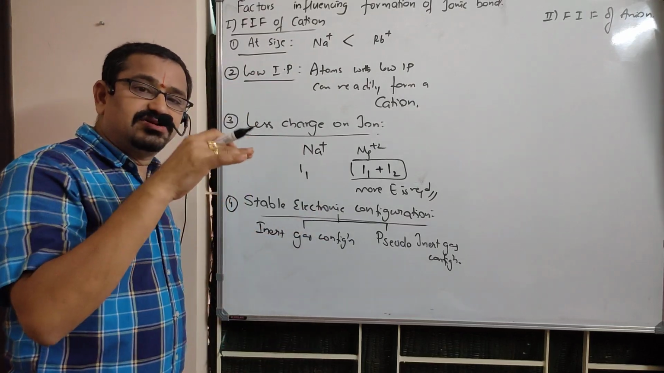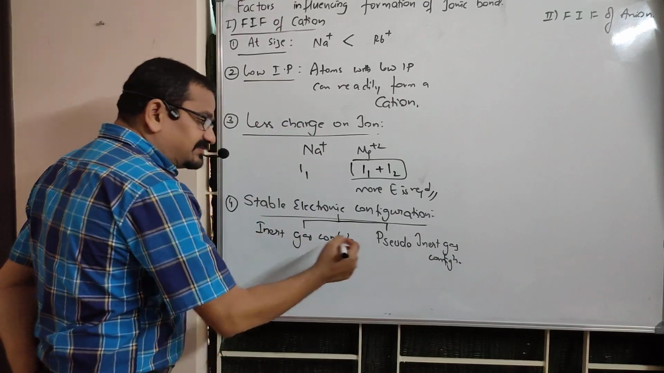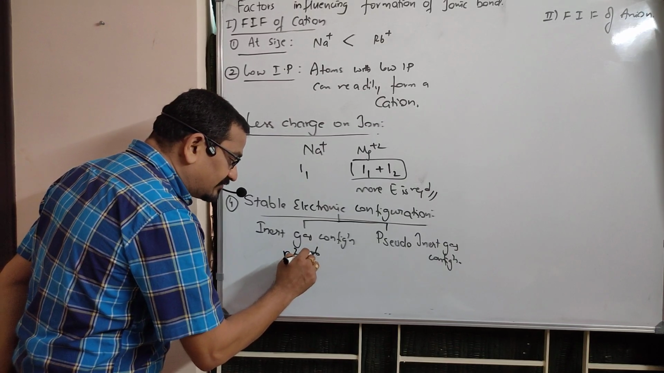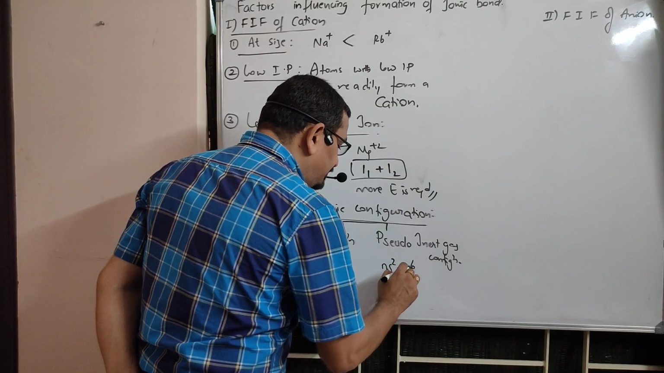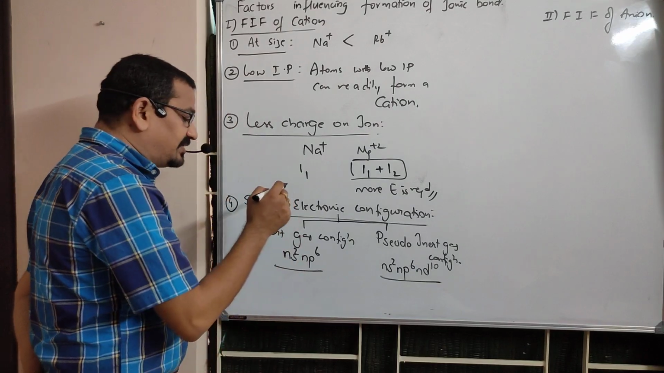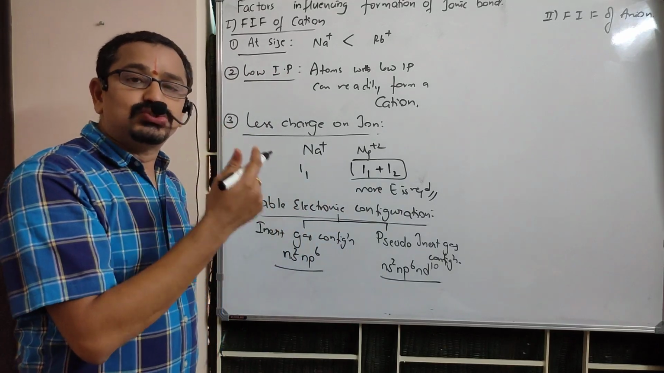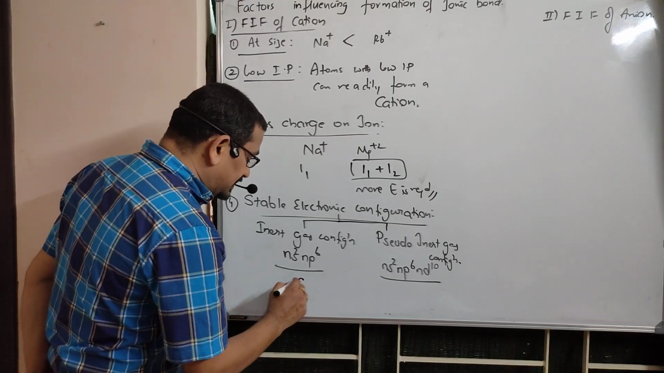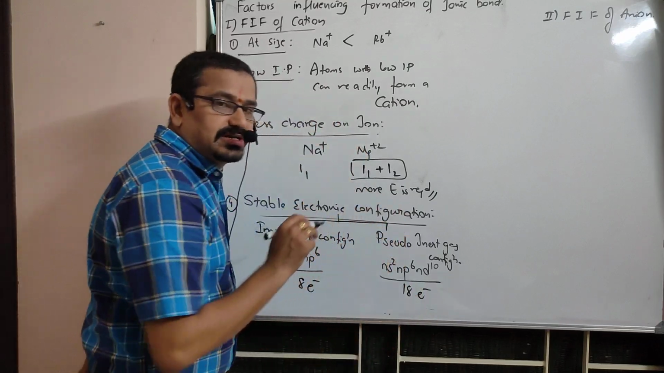In the exchange energy concept, we discussed that half-filled or completely filled orbitals give stability. Other than that, there are two types of stable configuration. Inert gas configuration means ns2 np6, the octet configuration. Pseudo inert gas configuration means ns2, np6 and nd10. Having 8 electrons is inert gas configuration. Having 18 electrons is pseudo inert gas configuration, also called false inert gas configuration.